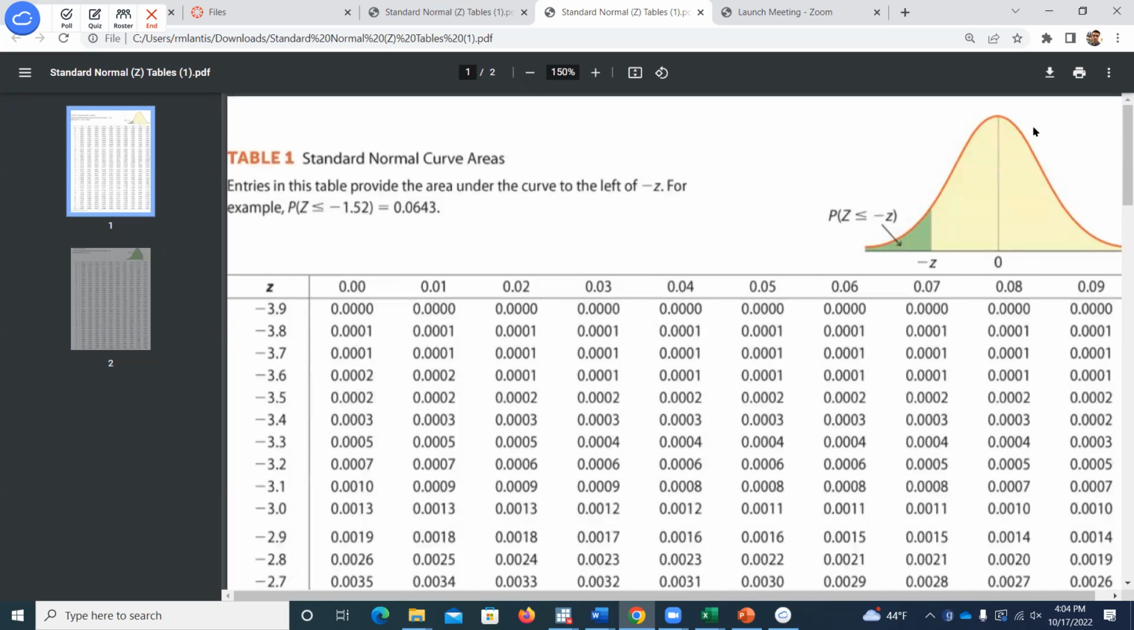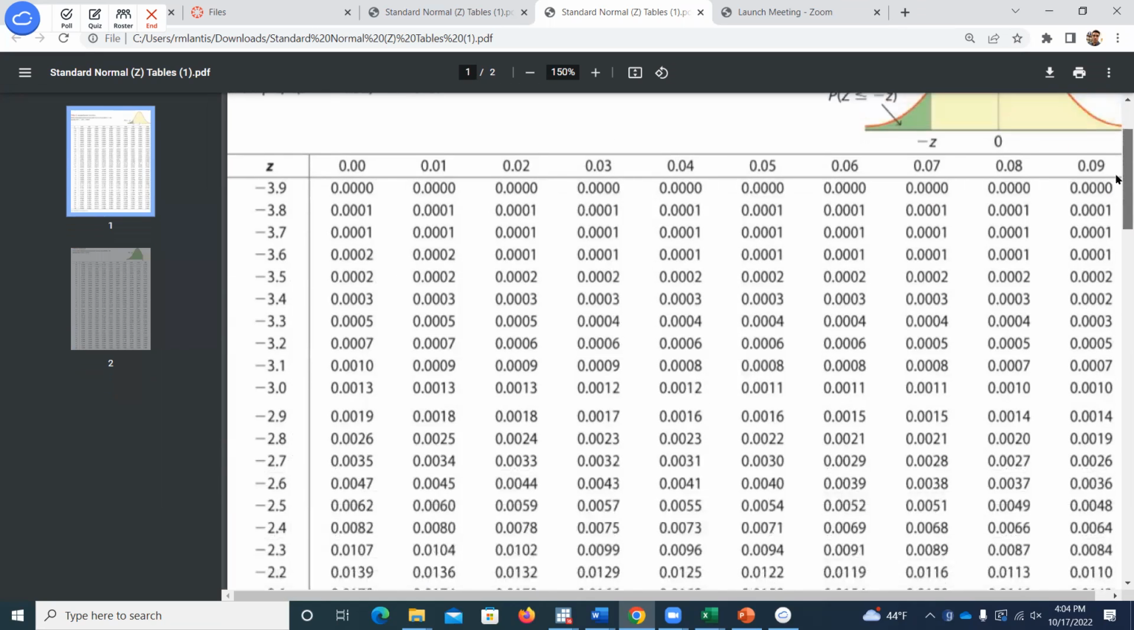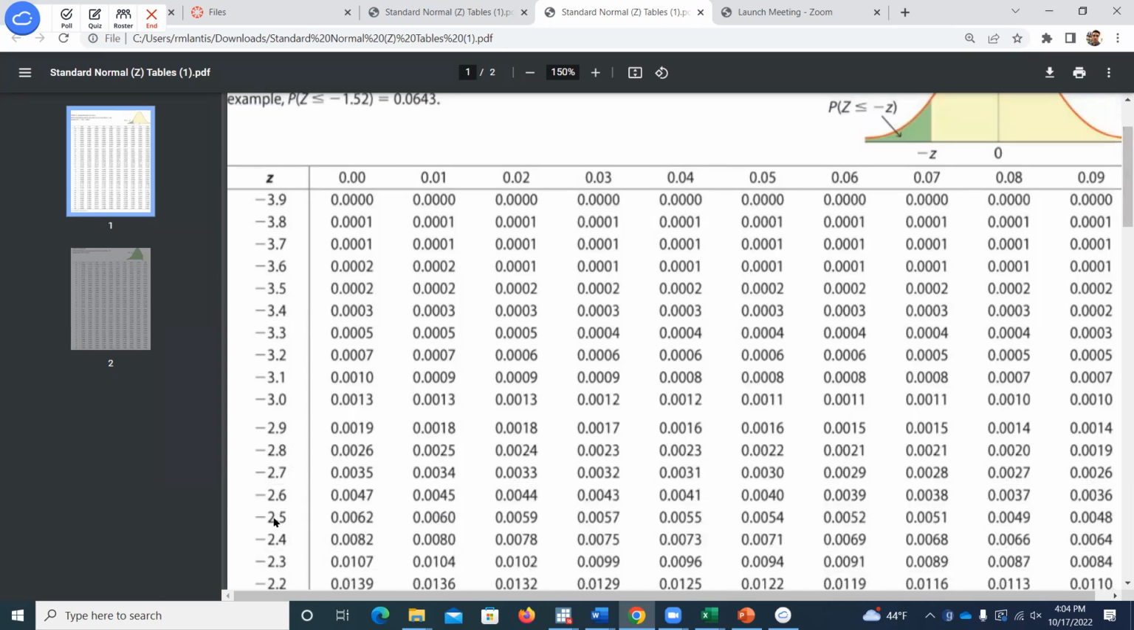So -2.5 was our first decimal value. The hundredths place is 0.03, for -2.53. We'll probably have seen that value or anything below it.